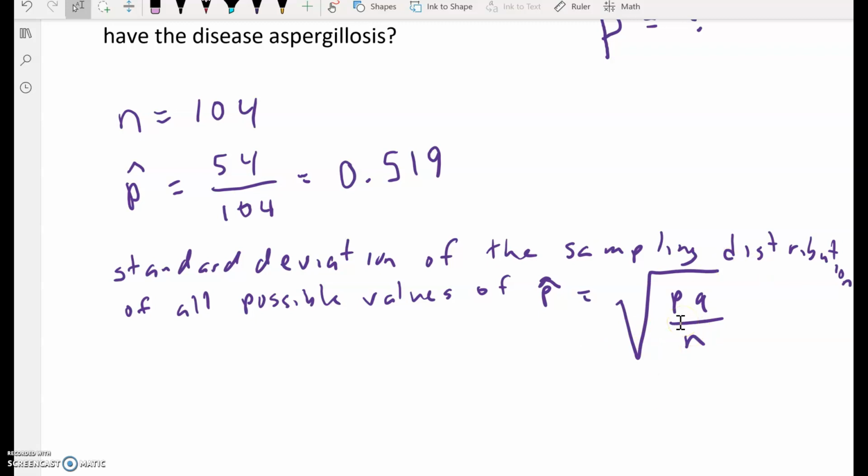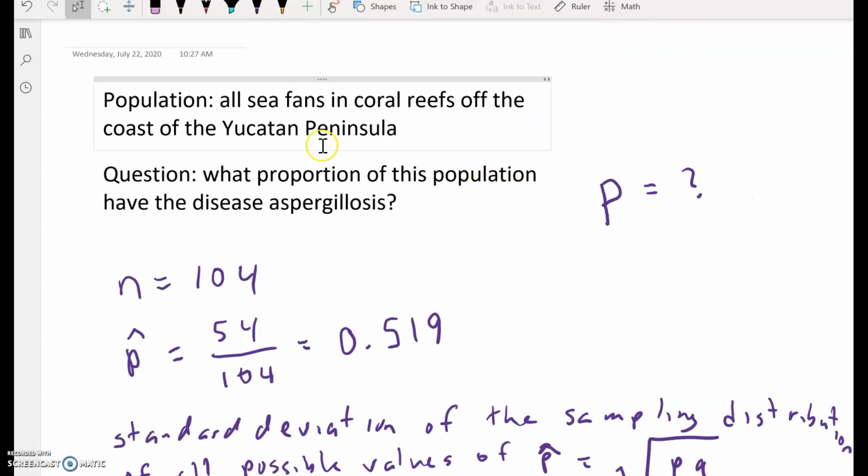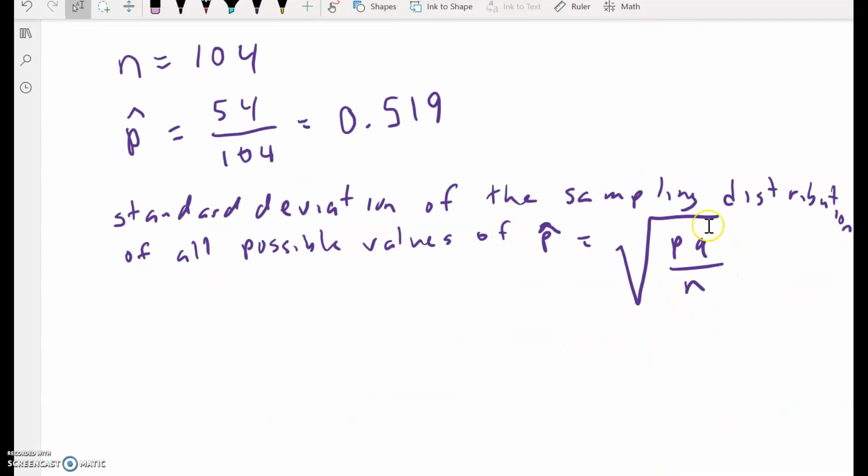And then you can say, okay, 95% of samples will be within 2 of those standard deviations of the real percentage. But we have a little problem here, don't we? What's p? Well, we don't know. That's the whole point of doing the sample in the first place, to try to figure out what p is. So we will not know exactly what this standard deviation of the sampling distribution is going to be.